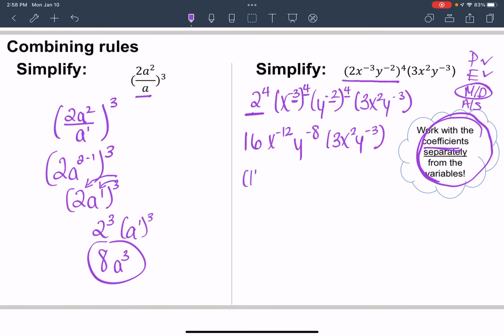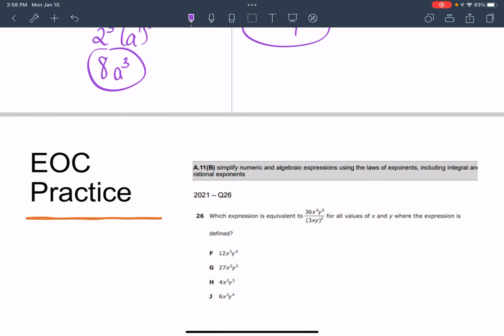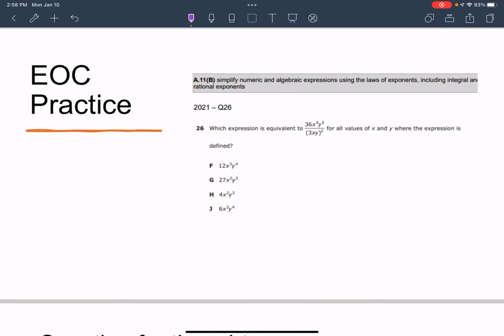So we have 16 times 3 times x to the negative 12 times x squared times y to the negative 8 times y to the negative 3. And that's going to give me 48. Negative 12 and 2, remember when we're multiplying, we're going to add the exponents, so it's going to be x to the negative 10 and y to the negative 11. That's your answer. So let's try this question from the EOC.